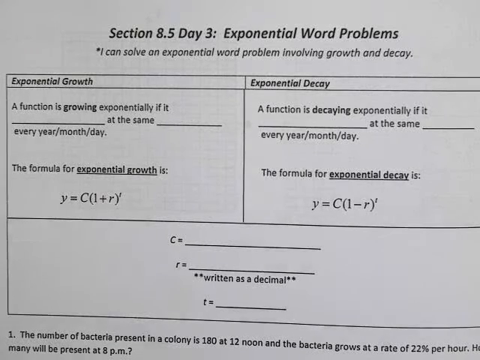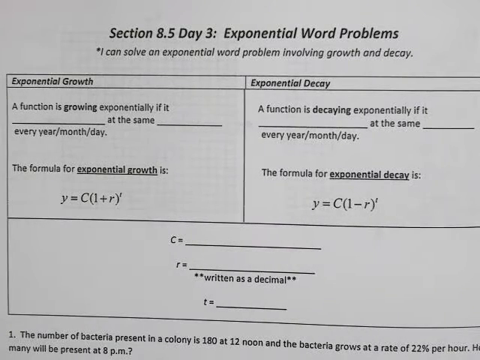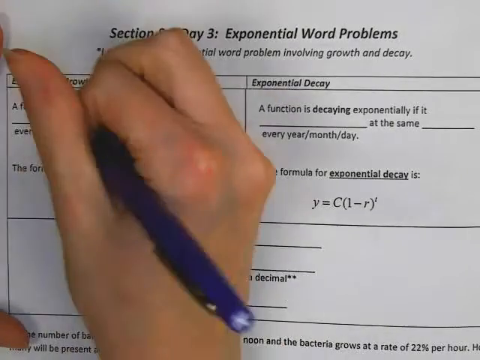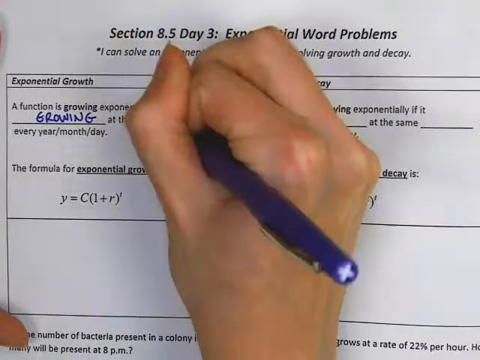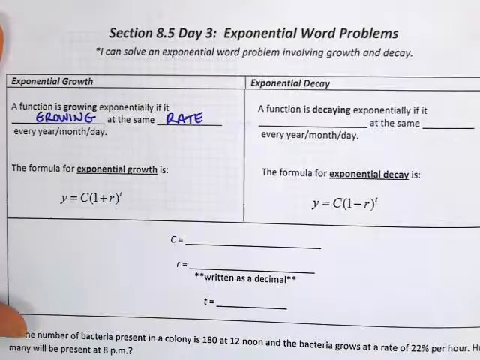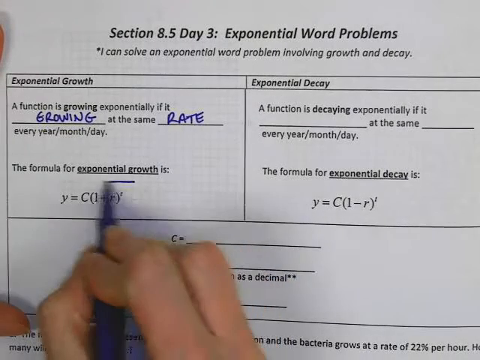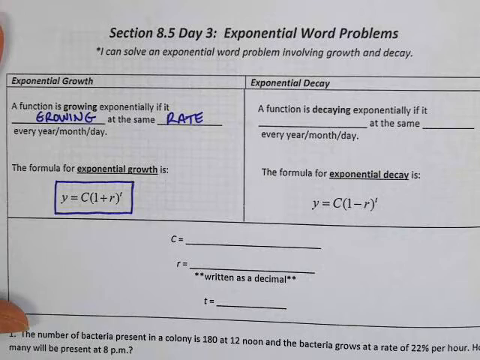All right, guys, today we're done with graphs. Now we're on to modeling with word problems. So, exponential growth and decay word problems. An exponential growth model is if something is growing or increasing at the same rate every month, year, day. Okay, and this is the formula for exponential growth.